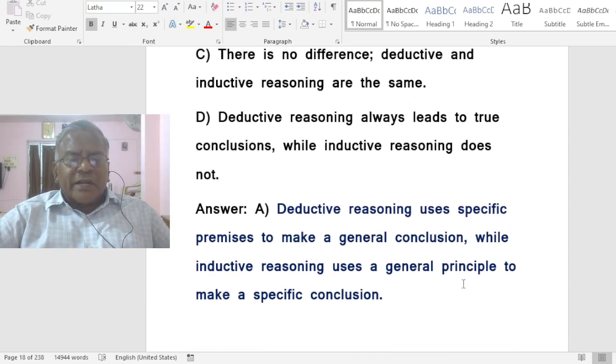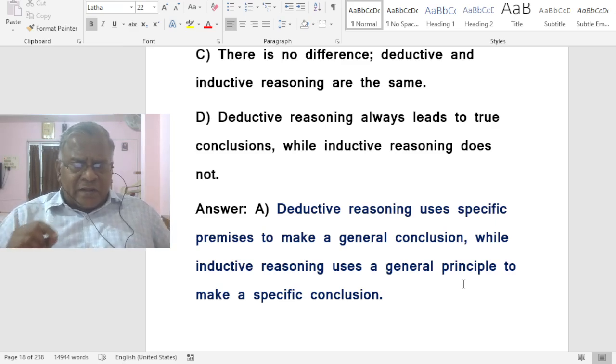What is the answer here? What is deductive reasoning, inductive reasoning? If you know the meaning of that, immediately you will find out. However, the sentences are long, you will be able to understand the correct answer.